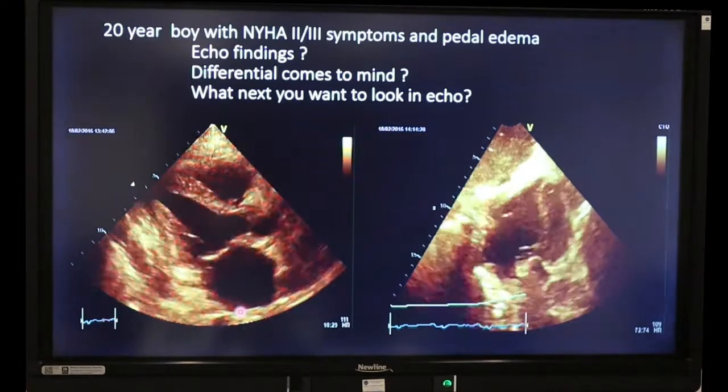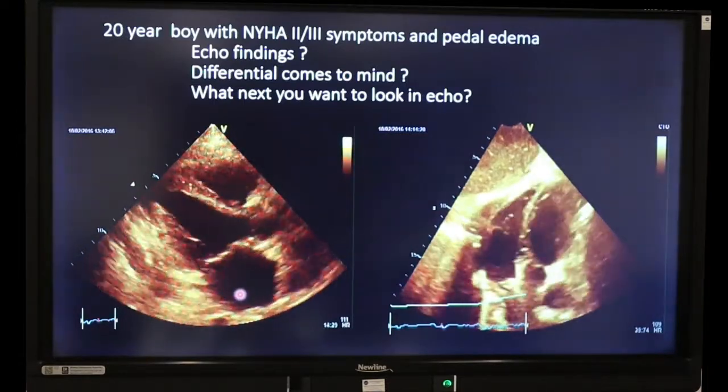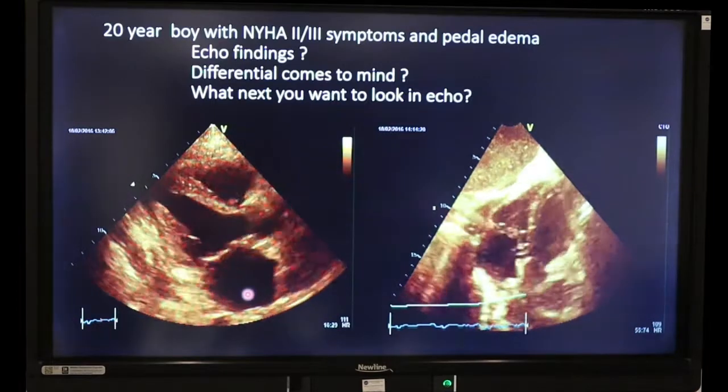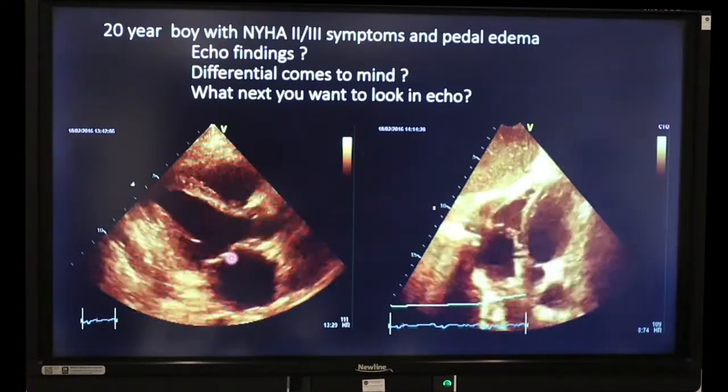In this view, how can we comment on the LA enlargement? By comparing it with the ascending aorta. And the LV function seems to be normal.